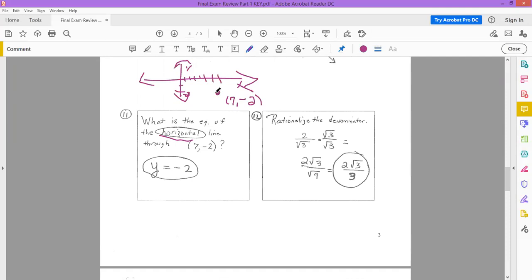Now, remember, this point was created based on where it crossed the y-axis and where it crossed the x-axis. Here we cross the x-axis at 7. We cross the y-axis at -2. Which of those represent the horizontal line? It's this line, the horizontal line that runs through -2 on the y-axis. So that equation should be written as y equals -2.